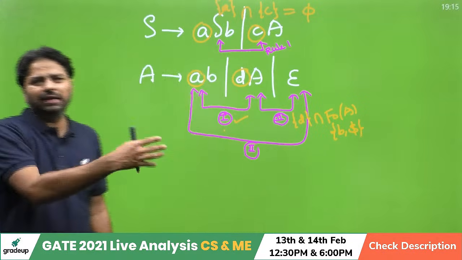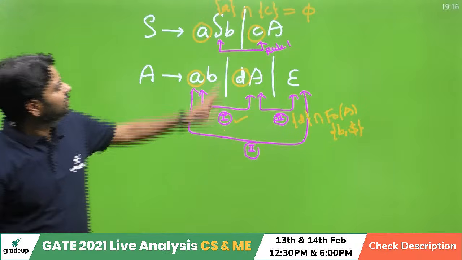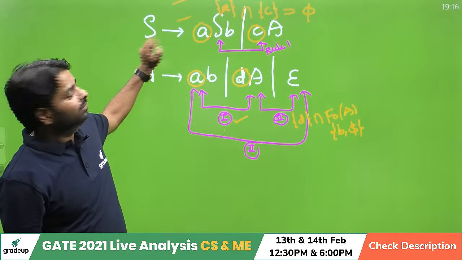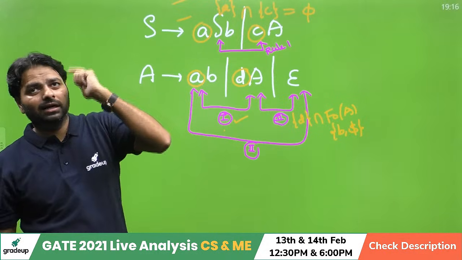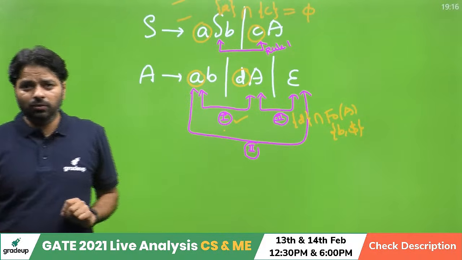Let me know if you get a different answer. Follow of A, is it B comma dollar? Check it. Follow of A is nothing but follow of S here. Follow of S is dollar, and after S you have a B. So dollar comma B. Yes or no?